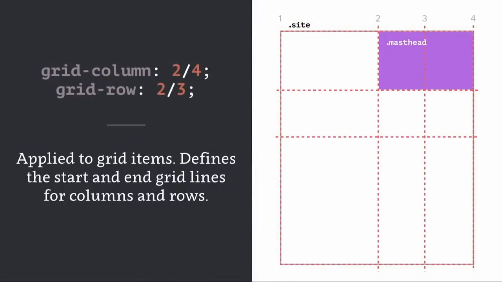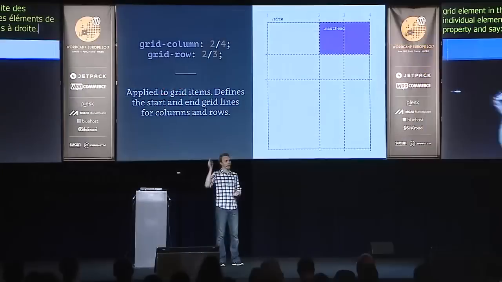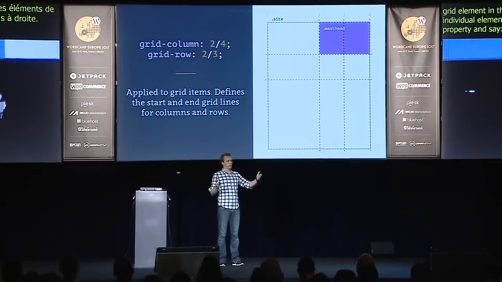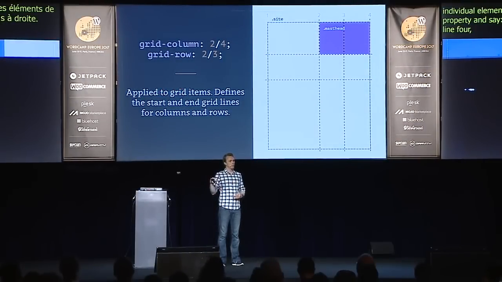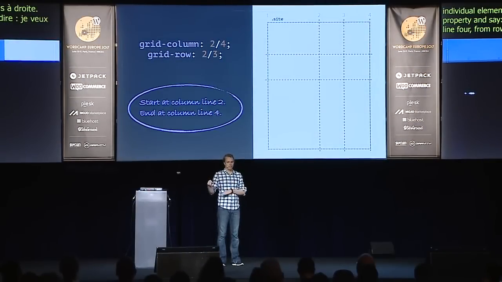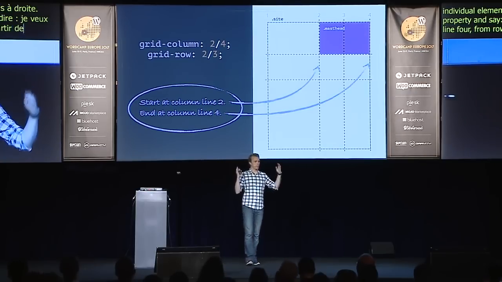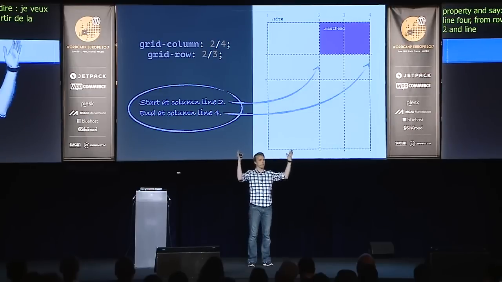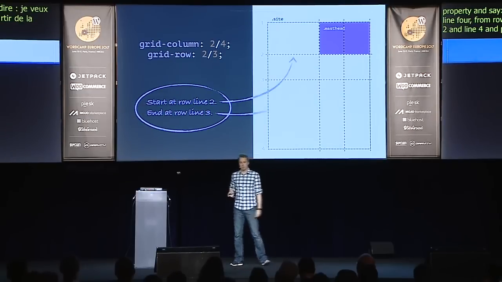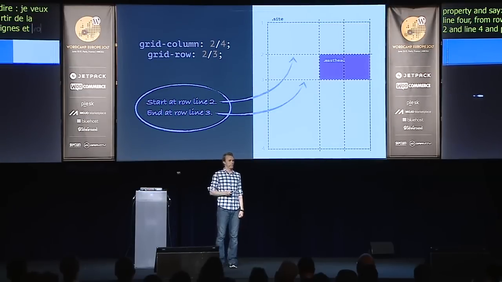Then, for each individual element, you can, if you want to, declare a grid column and a grid row property and say, I want this element to appear from column line 2 to column line 4, and from row line 2 to row line 3. That means you literally find column line 2 and column line 4, and you put the content in between those two lines. Same with rows. What?